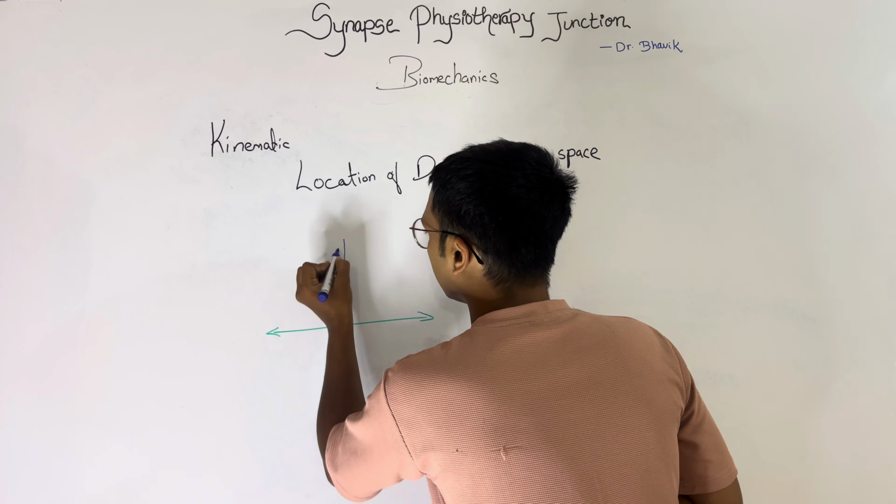These are the main three axes of the body, where x-axis is called coronal axis, y-axis is called vertical axis, and z-axis is called AP axis or anterior posterior axis.